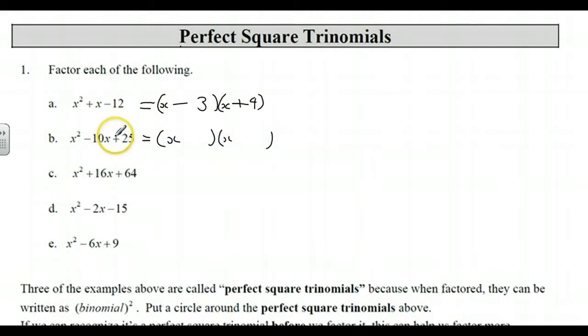This is positive. That says that both have the same sign, and that says they're both negative. Two numbers that multiply to 25 and add up to 10 are 5 and 5. X squared minus 5x minus another 5x is minus 10x plus 25.